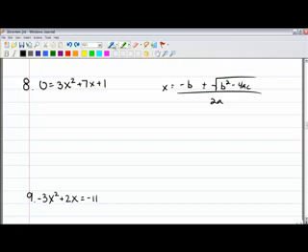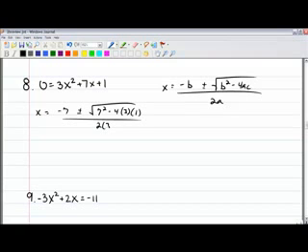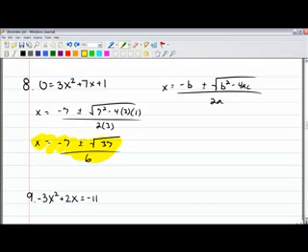So in number 8, we have x equals negative 7 plus or minus the square root of 7 squared minus 4 times 3 times 1, all divided by 2 times 3, which is 6 on the bottom. So x is equal to negative 7 plus or minus the square root of 49 minus 12, which is 37. That's not going to reduce, and that's all divided by 6. So there you go, there's the answer to number 8.